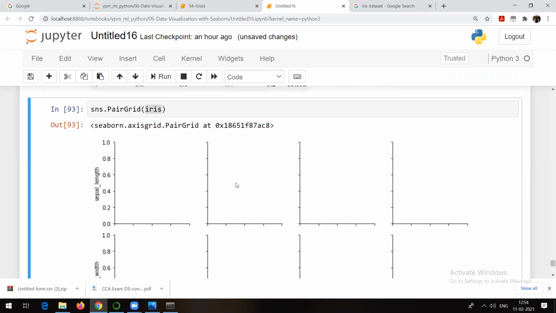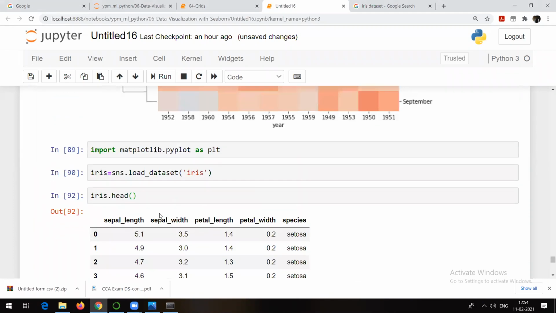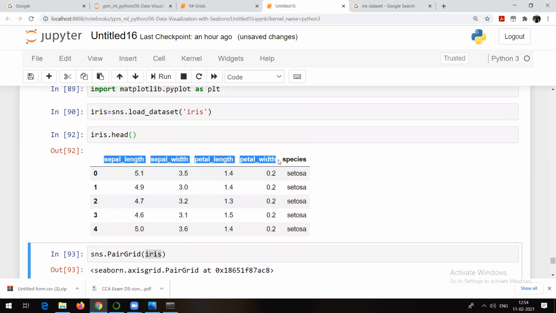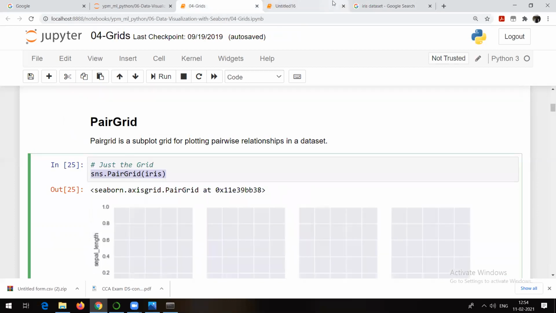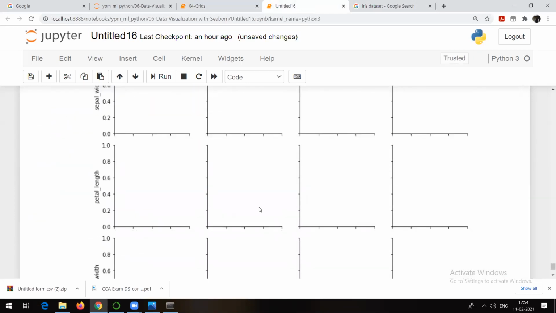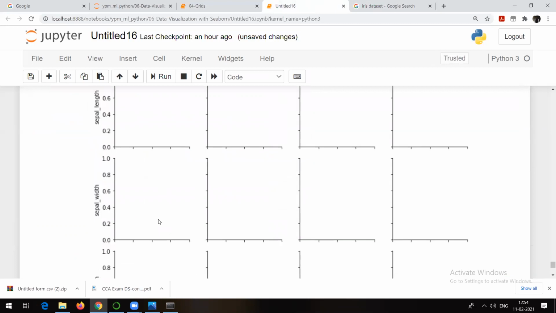Why did I do so? Because how many columns do we have in our data set? 1, 2, 3, 4. Forget about the categorical column. So we have 4 numerical columns. 4 by 4 is 16. That means we are trying to divide this canvas into a 4 by 4 grid so that we will be able to see the relationship between all of them.